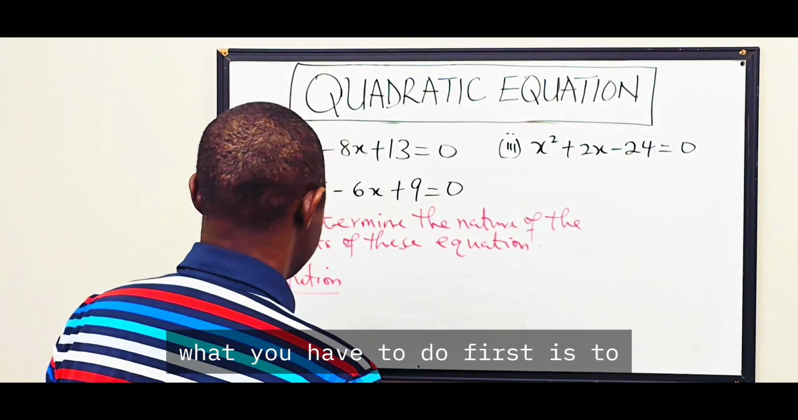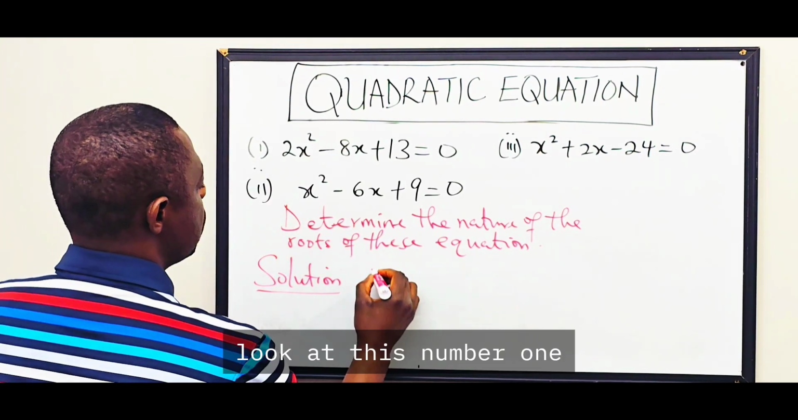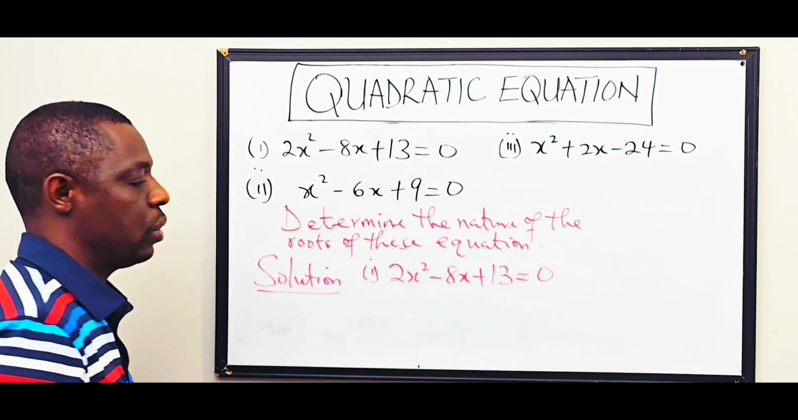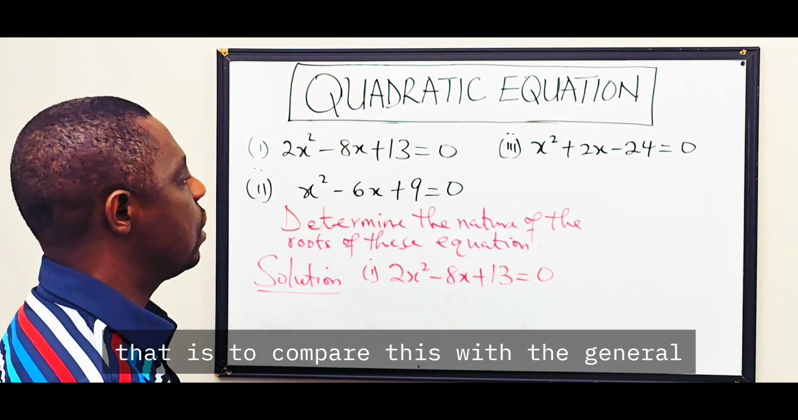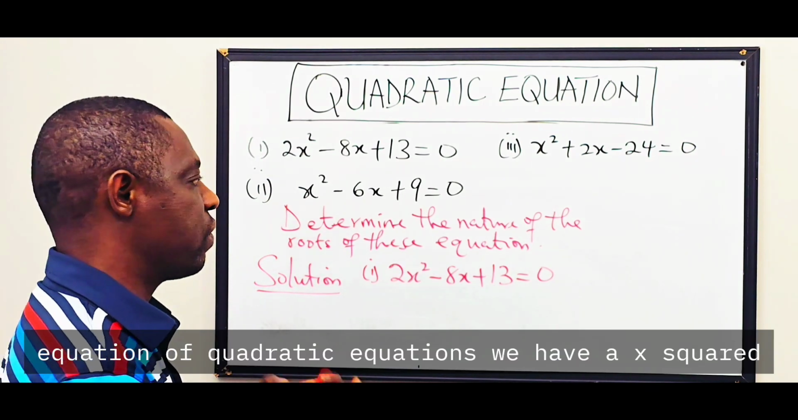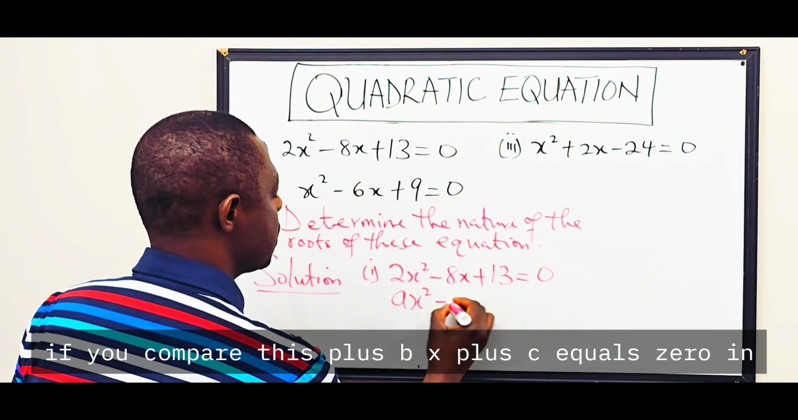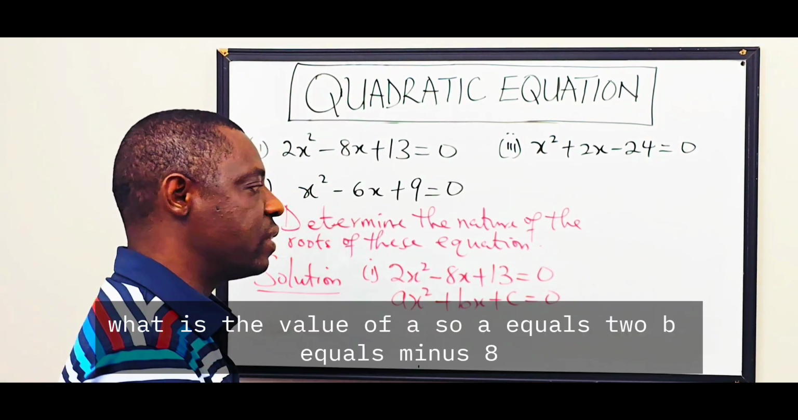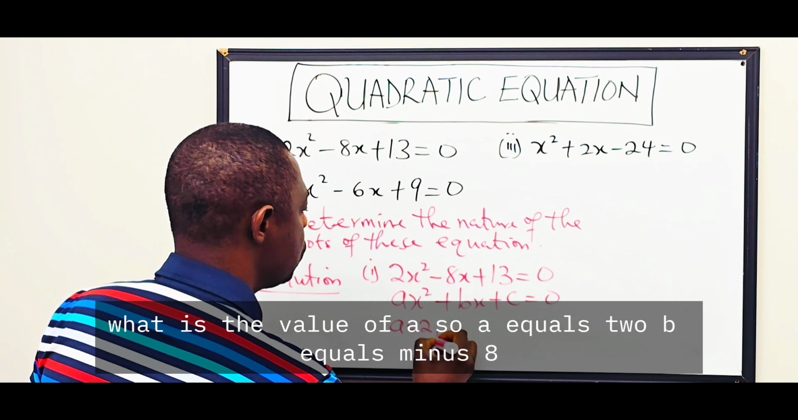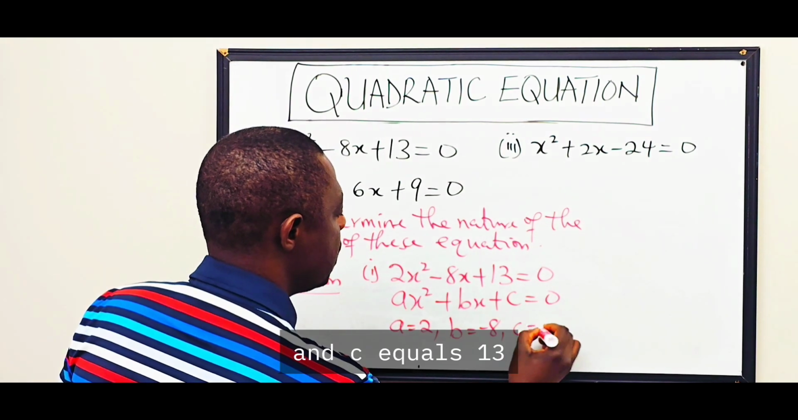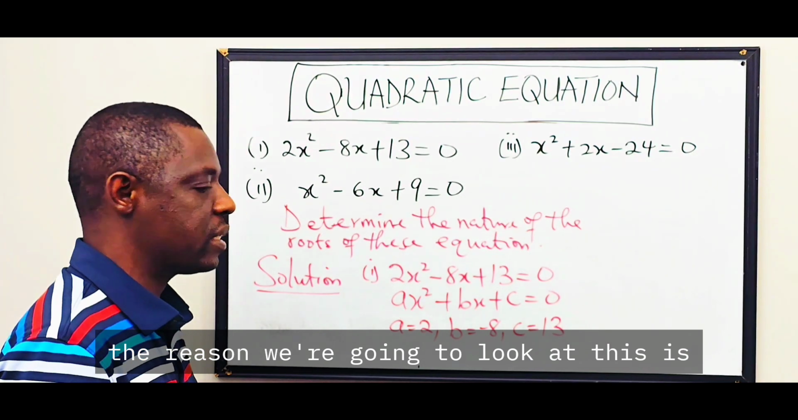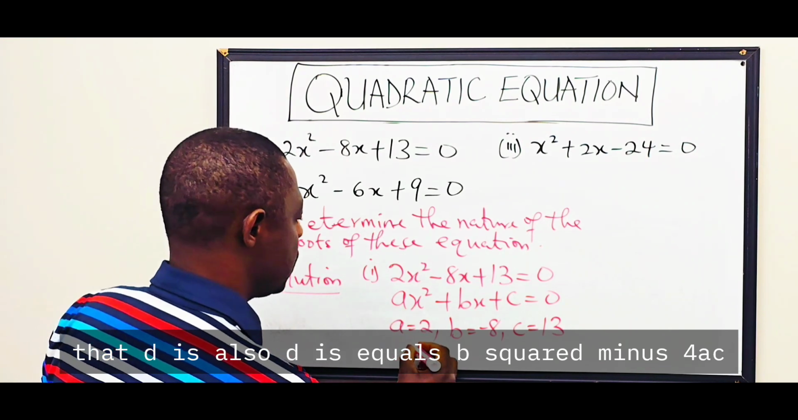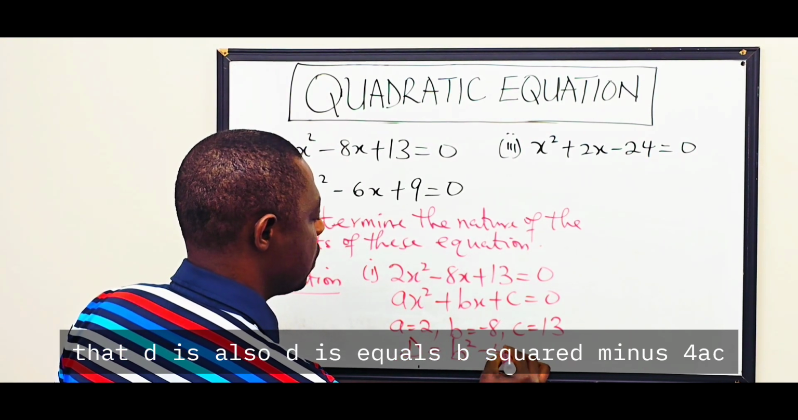What you have to do first is to look at number 1: 2x squared minus 8x plus 13 equals 0. What you have to do is to compare this with the general form of the quadratic equation, ax squared plus bx plus c equals 0. That will tell you the value of a. So a equals 2, b equals minus 8, and c equals 13. The reason we're going to look at this is that we know the discriminant d equals b squared minus 4ac.